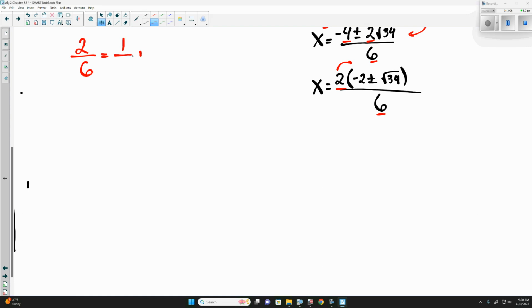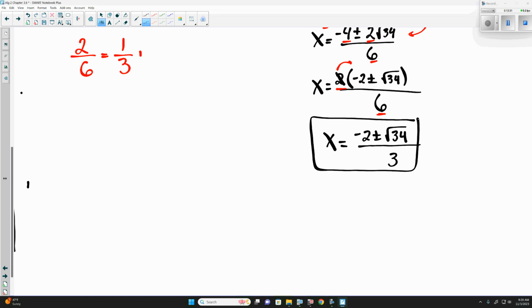2 over 6 does reduce to 1/3, yes? So the denominator here would be 3. This 2 is now 1, it's gone, leaving us just with our negative 2 plus or minus the square root of 34. So all we did was reduce it by that. And the main way we could reduce it was because the 2 numerators shared a common factor of 2, and the 6 on bottom shared it as well.